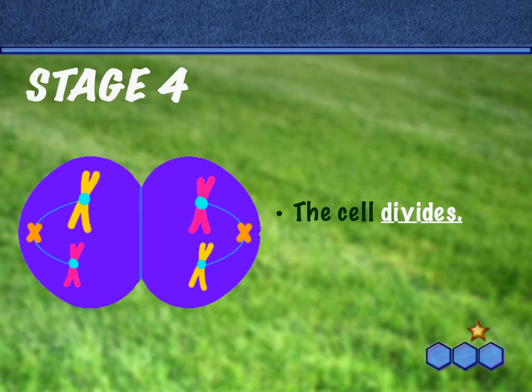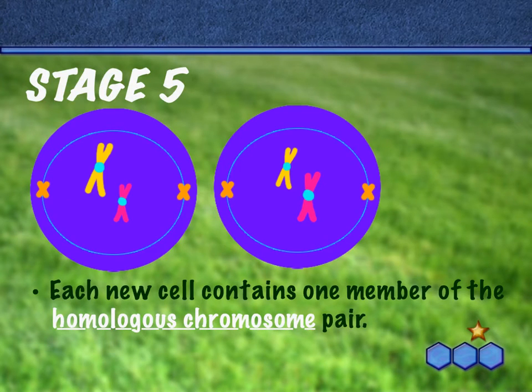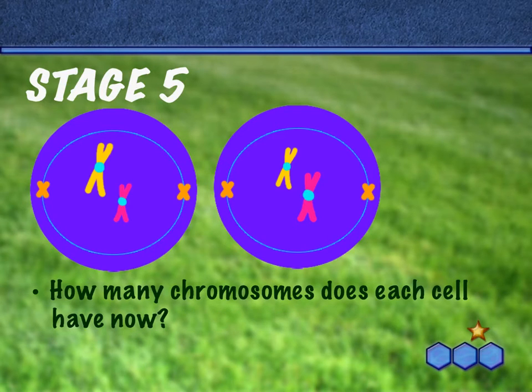Now they begin to divide. And you can see that now that you have 2 cells, each cell has half the number of chromosomes that they used to have. It started out with 4, and now each cell only has 2. So in the next stage, you could see that, again, they only have 2 chromosomes per cell. And that would mean that now they have half the number of chromosomes.